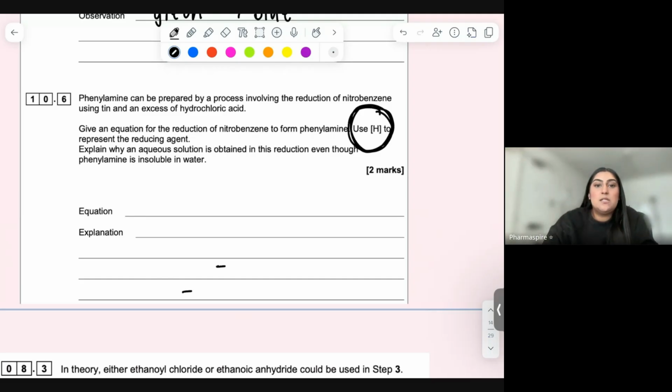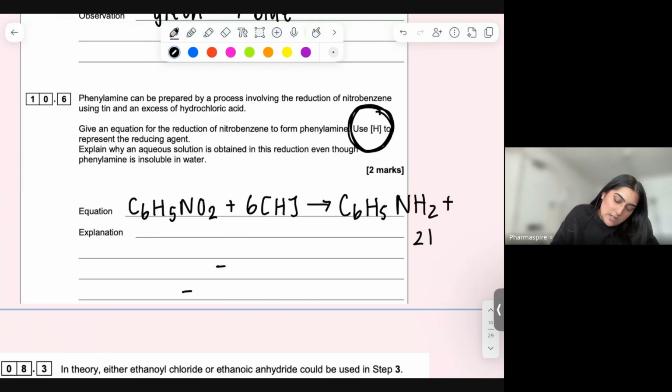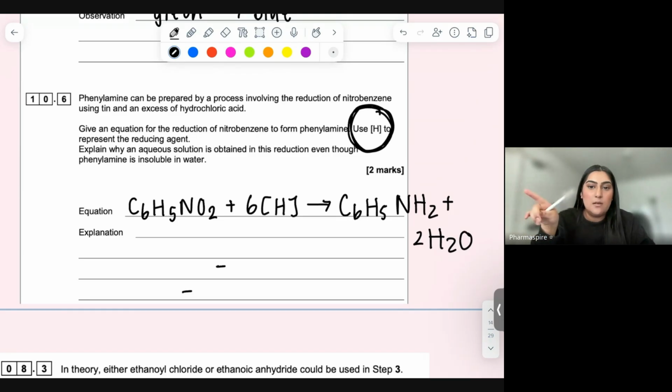Do you want me to do it in state, or do you want me to draw it, do it in structural? It's up to you. You can do either or. Should I write it? Okay, I'll write it. So you have C6H5NO2 plus 6H+ gives you C6H5NH2 plus 2H2O. That's what you're expecting. If you draw it, just draw nitrobenzene, and then a phenylamine.